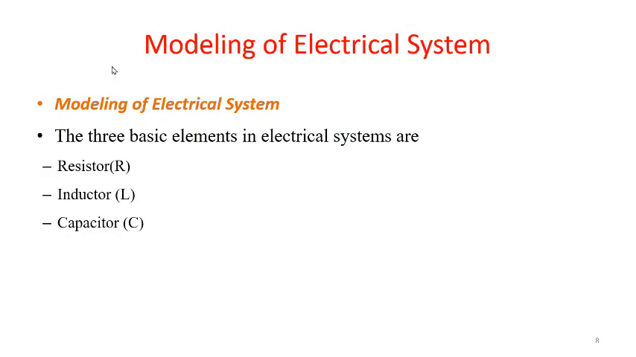Now next we are going to study modeling of electrical systems. In the modeling of electrical systems, we have three basic elements: resistor, inductor and capacitor. Resistor is represented by R, inductor by L and capacitor by C. These elements are quite analogous to our mechanical elements like spring, mass and damper, so they have physical elements like we have in our mechanical elements.